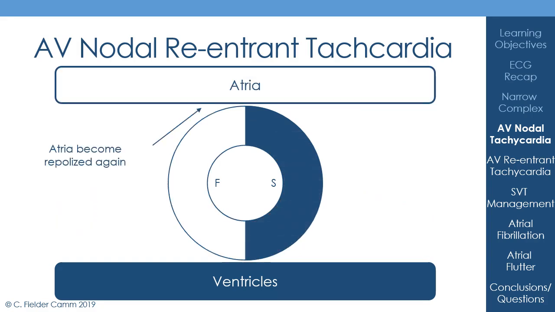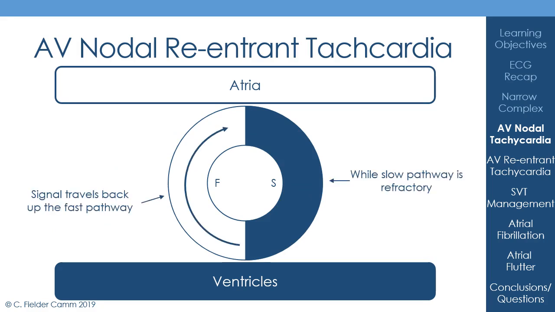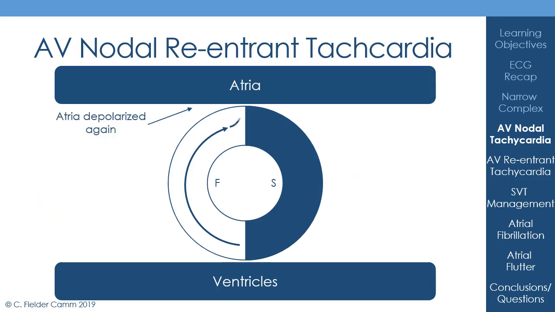So during this time, the atria become repolarized again, and the signal, having got to the ventricles via the slow pathway, has caused that slow pathway to become refractory, but the signal is now able to travel back up that fast pathway, which is recovered in the time that signal has traveled down the slow pathway. Okay, so now it's gone down the slow pathway and it's coming back up the fast pathway. And that allows the atria to become depolarized again.